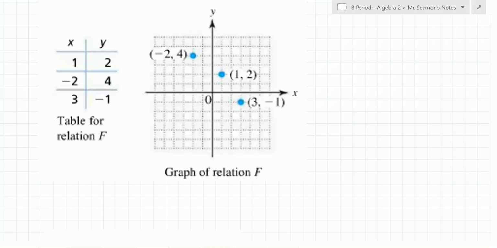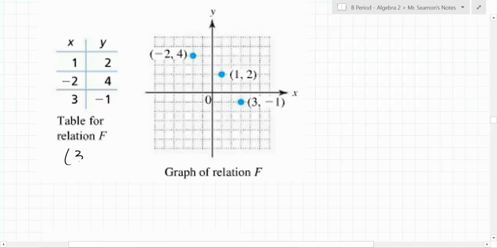We could graph them. This set, you could look at the values here: 1, 2, negative 3, 4, 3. Is this a function? It is a function. Does any x value go to more than one y value? No, it is a function. Exactly.